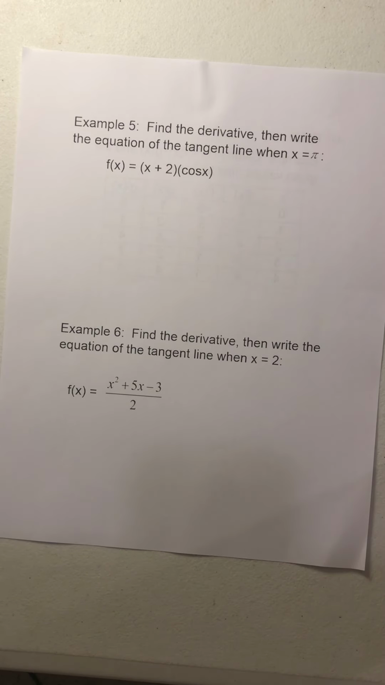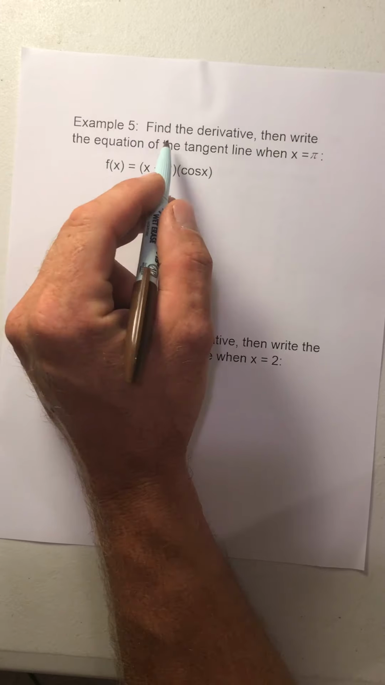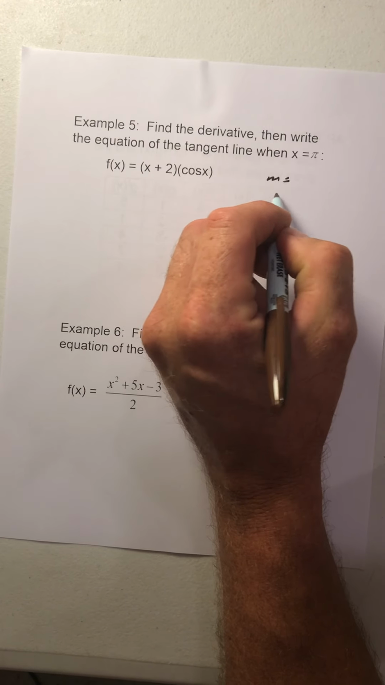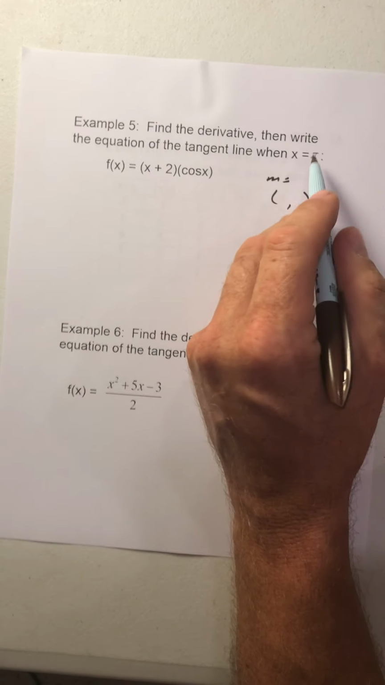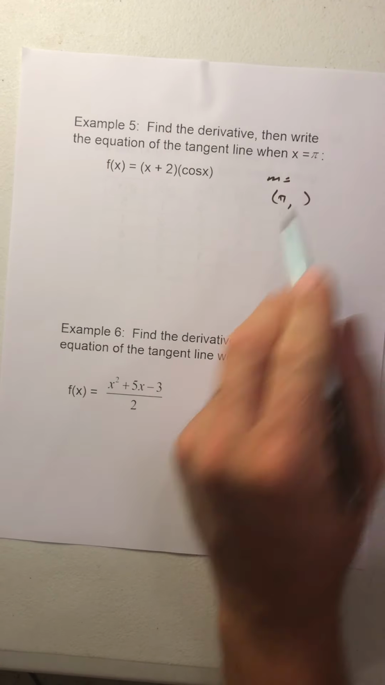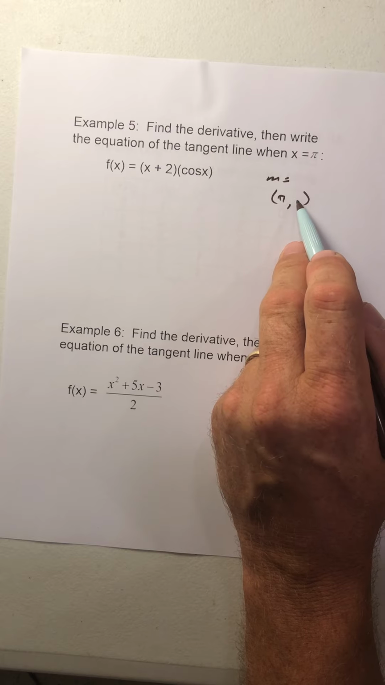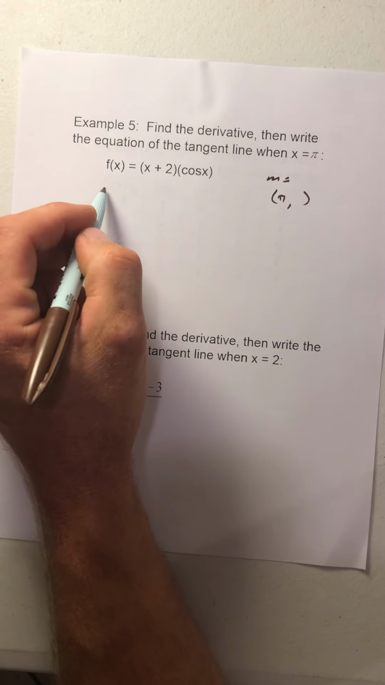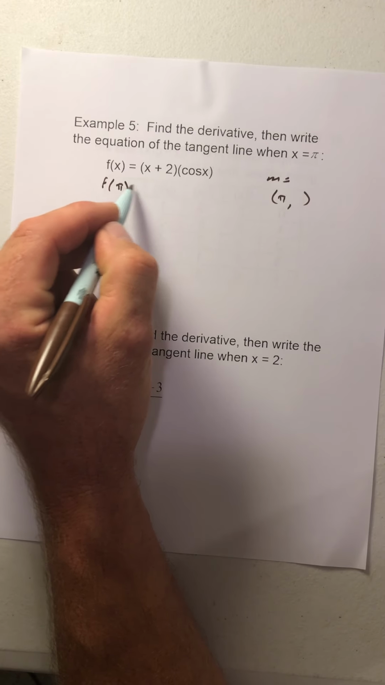Let's see, example 5. We're asked to find the derivative, then write the equation of the tangent line when x equals pi. And we're given the function f of x equals x plus 2 times the cosine of x. So in order to find the equation of the tangent line, remember we need the slope and we need a point. Well, we know the x value, we know pi. So we can find the slope or we can find the y value next. Doesn't matter to me. We can go ahead and find the y value, I guess.